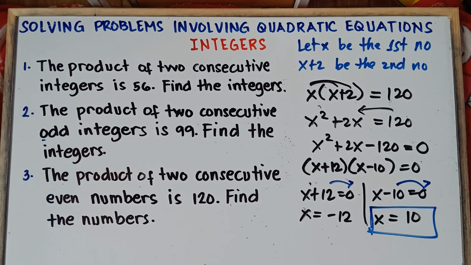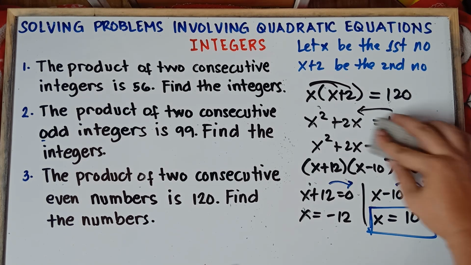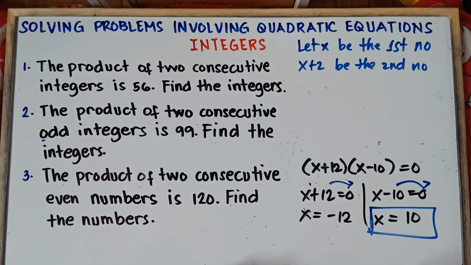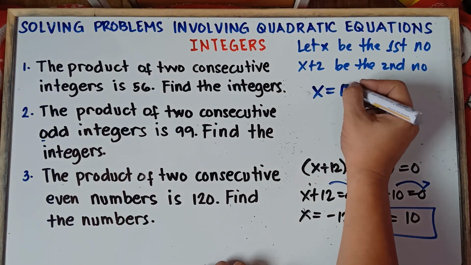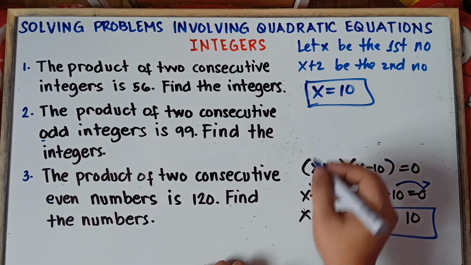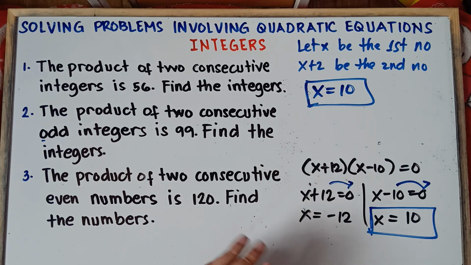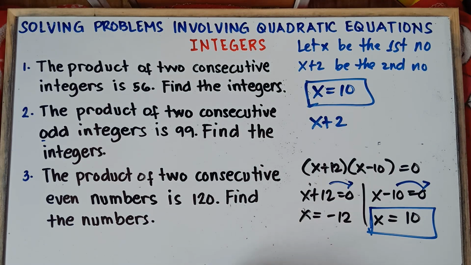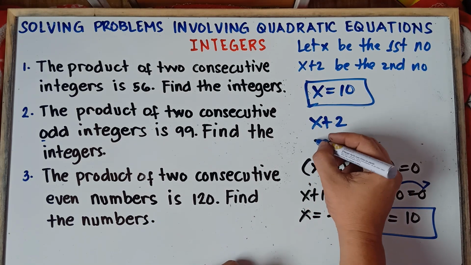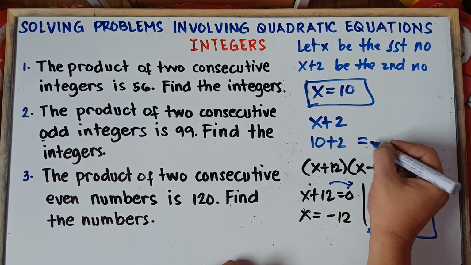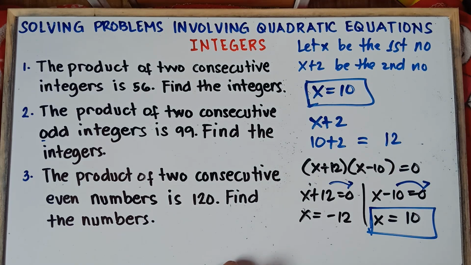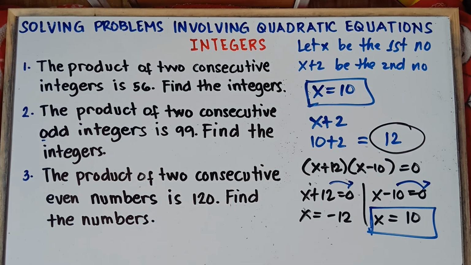Alright, so our first number is equal to 10. So x is equal to 10. That would be the value of x. So therefore, the second number, x plus 2, simply substitute the value of x. That is 10. So 10 plus 2, our second number will be 12.